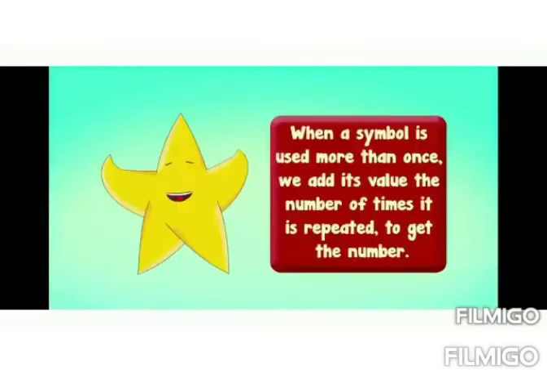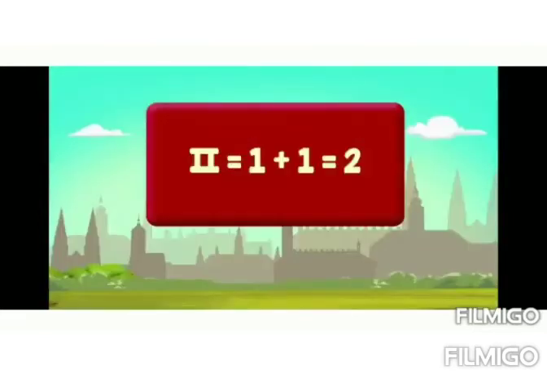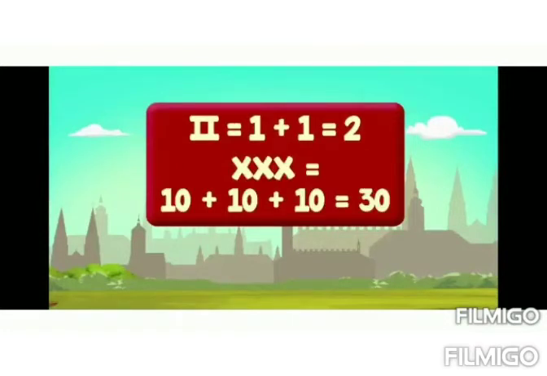Rule number 1. When a symbol is used more than once, we add its value the number of times it is repeated to get the number. It means if the symbol is repeated, the value is added as many times as it occurs. For example, II equals 1 plus 1, that is 2. XXX equals 10 plus 10 plus 10, that is 30.